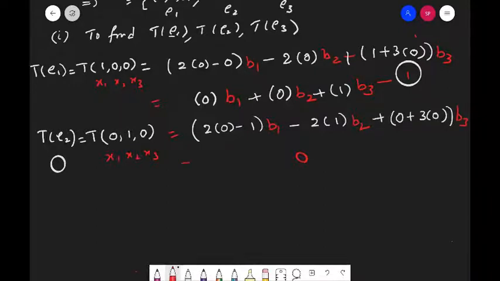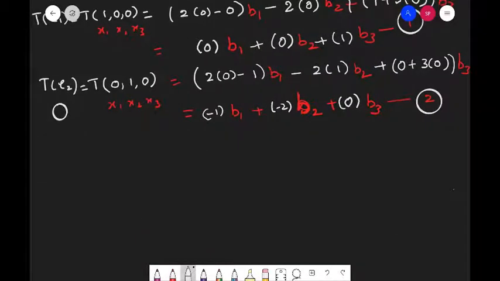This is equal to 2 into 0 minus 1, so this is minus 1 into b1, plus the next one, minus 2 into b2. Then plus, and the last is 0 anyway, 0 into b3. So let me take this as equation 2. Now the third one is T of E3.